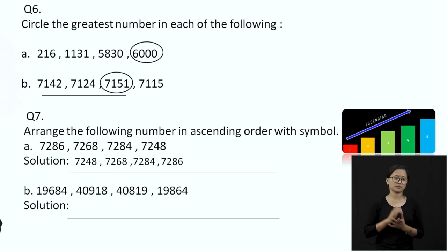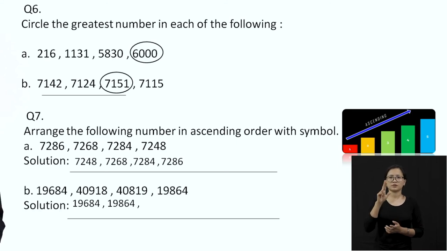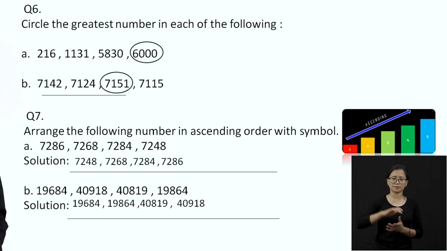The next number again. Let's compare which number is greater. We'll start from the smaller number, that is 19,684. Next, 19,864. Next, 40,819. Next, 40,918.